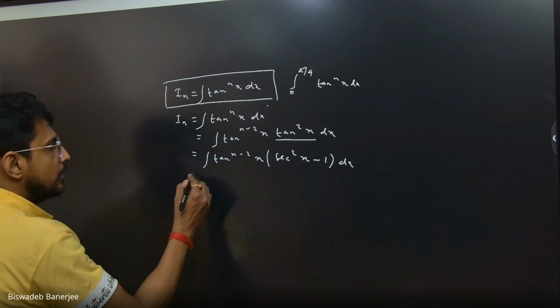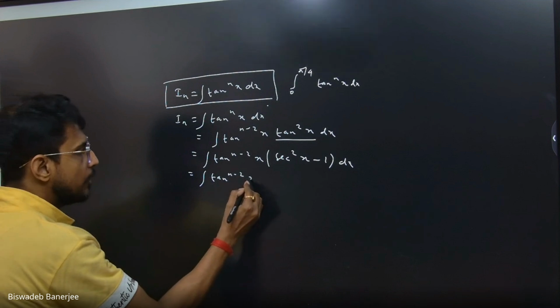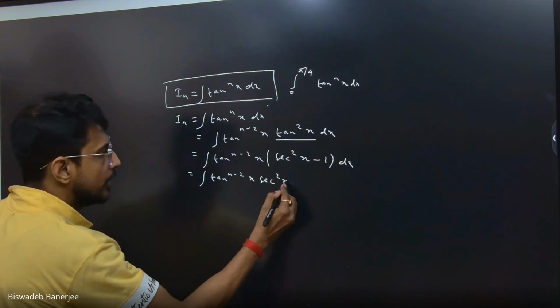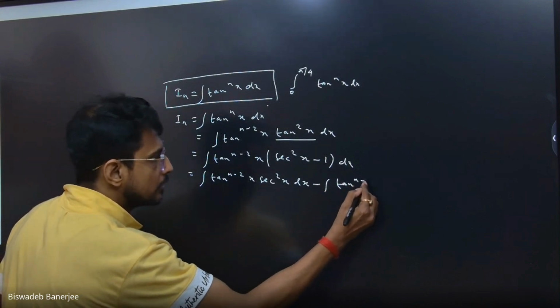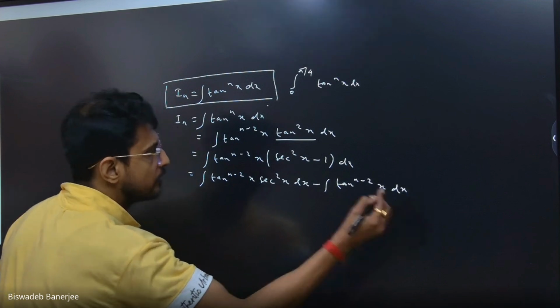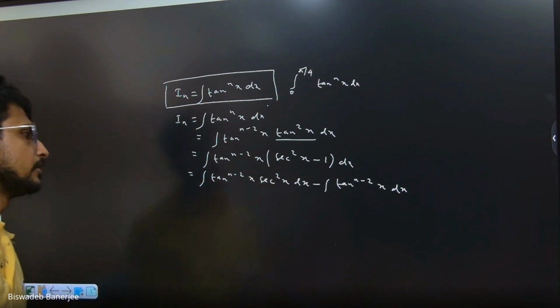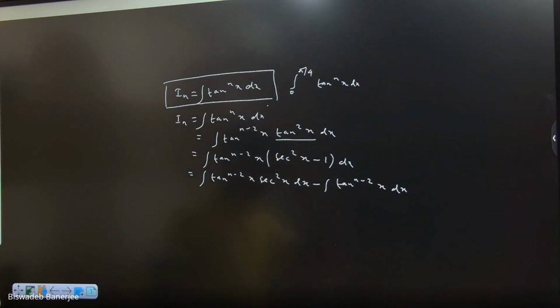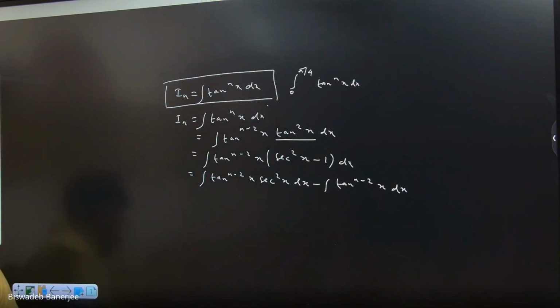Then what? You can separate this into two parts: integration tan to the power n minus 2 x into sec square x dx, minus integration tan to the power n minus 2 x dx. We are separating this entire integration into two parts like this. Now, how can we calculate this?